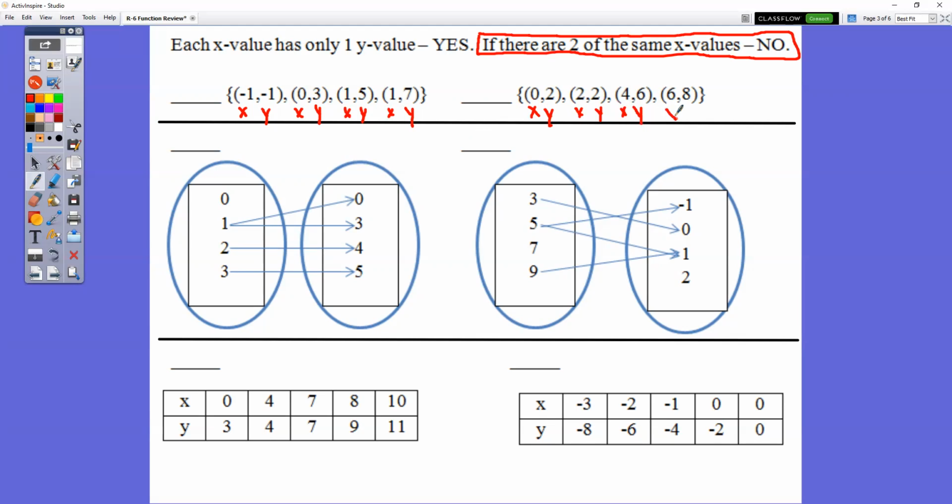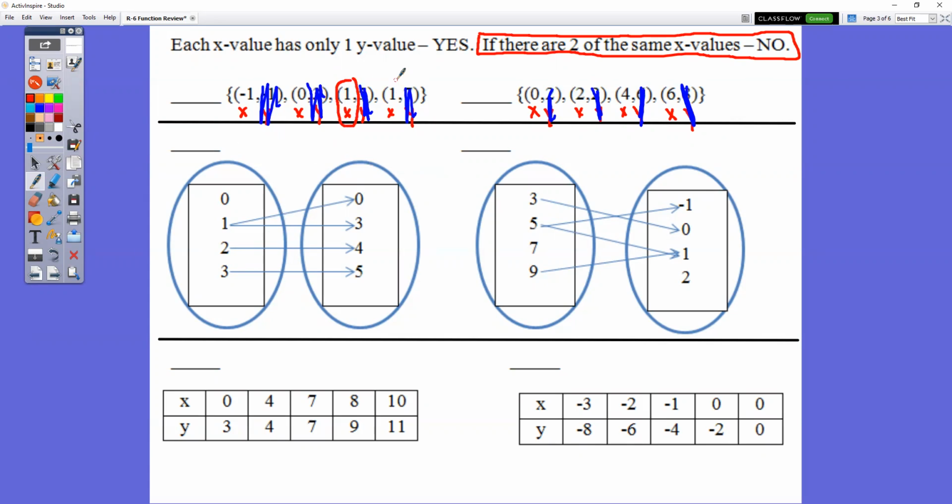Did I say anything at all about the y's? No, I didn't. I didn't say anything about the y's whatsoever. In this type of question, you can actually go through and cross out all of the y's because the y's don't matter at all in this type of question. So all that you're looking at are your x's. If you have 2 x values that are the same, it's a no.